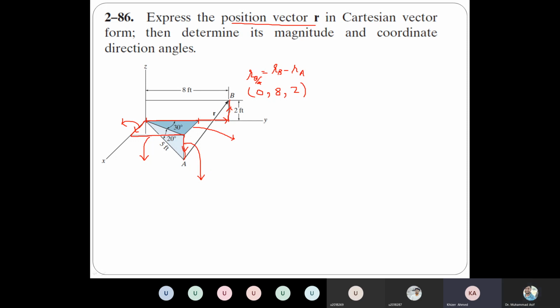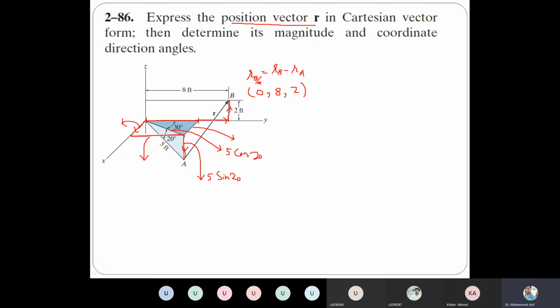Anyone? What will be that value? 5 sine 20. Right? This is 5 sine 20. And how to get this value? We cannot get this value until we have this hypotenuse. How to get this hypotenuse? Because in front of the angle is 5 sine 20, and what is that value? 5 cos 20.